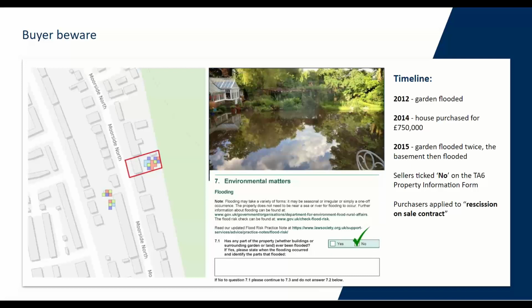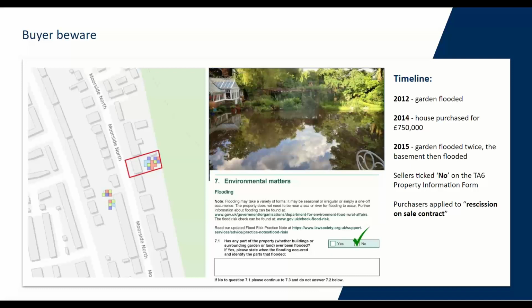Now, this is an oldie but goodie case. But it is still very much relevant. So this particular property is a large 5-bedroom house, which boasted a beautiful sprawling garden. In 2014, the property was sold for £750,000 to another couple who in the following winter woke up and found their garden was underwater, which is what you can see in the photo.